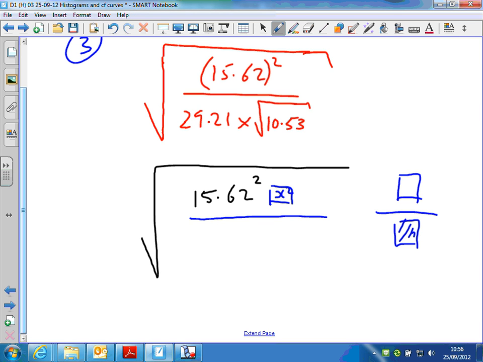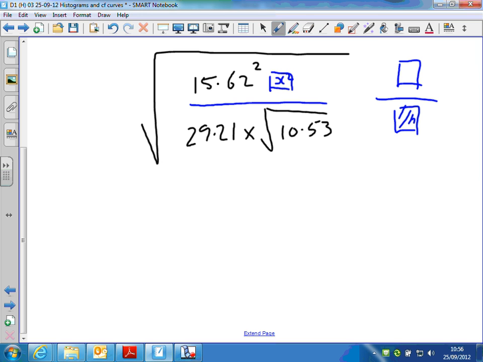Underneath, 29.21 times square root, so I hit the square root button again, 10.53. And if I look at the calculator on my screen, it will look exactly like what I've got on a piece of paper if you've got these sort of calculators. And then once I've done that, I hit equals, and I get the answer, which is, somebody? What does it say? 1.6. Sorry, 1.6? Right, 1.604 and a few more.